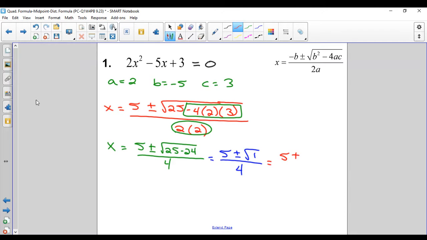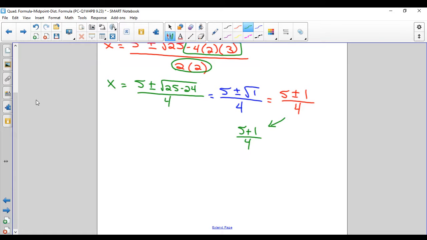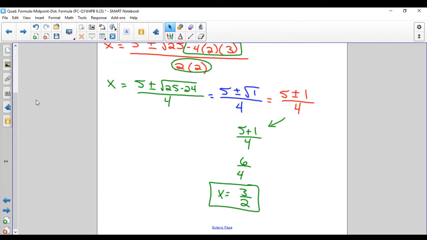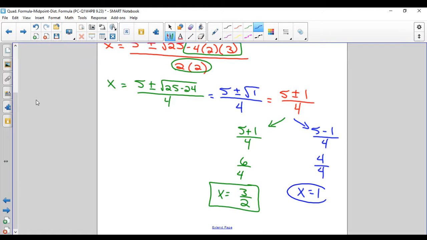So here's where I'm at. I have no radicals left over, so that means I have a little extra work to do. I have 5 plus 1 over 4, which is 6 over 4, which is 3/2. There's one solution. Then my second solution, just do the opposite. I have 5 minus 1 over 4, which is 4 over 4, which is my other solution, x equals 1. There are my two solutions.